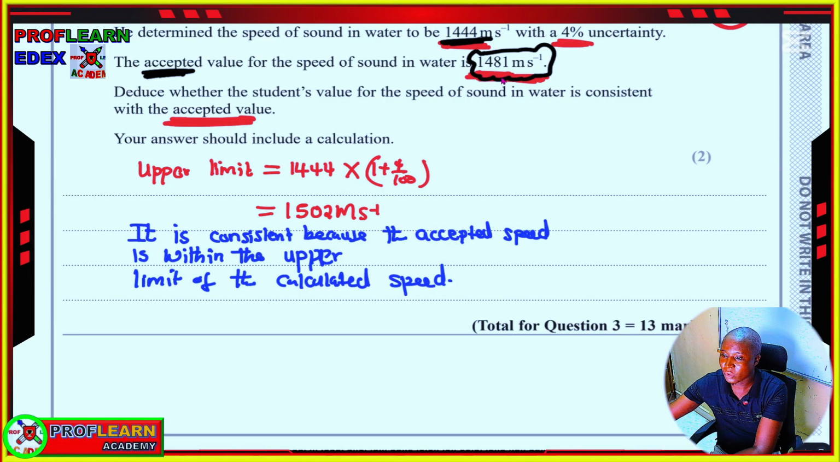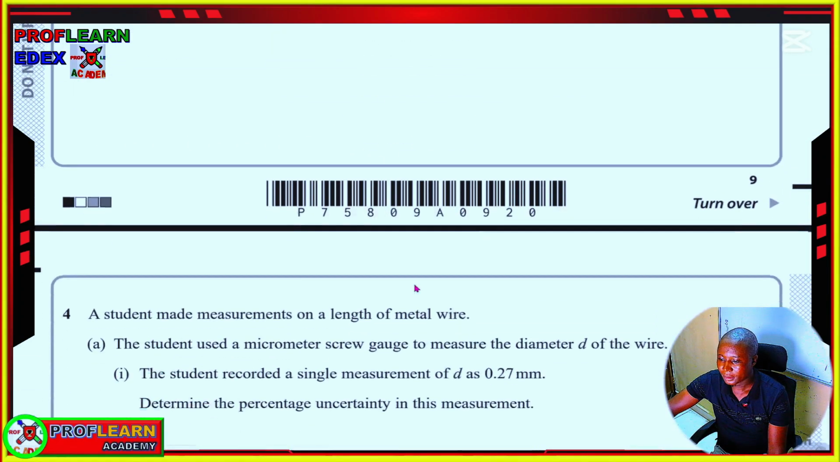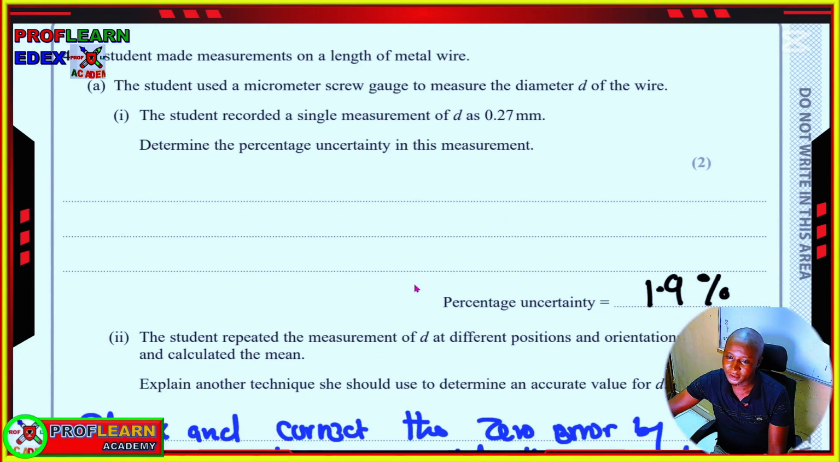So you can see you were given 4%, so I said 1 plus 4 over 100, so that I get the answer directly. Otherwise, you are supposed to work out 1444 times 4 over 100, and you get plus or minus that. So this gave me directly, and this is consistent because the accepted speed is within the upper limit of the calculated speed, right? Yeah, so the next bit is a scenario whereby you are given a single data.